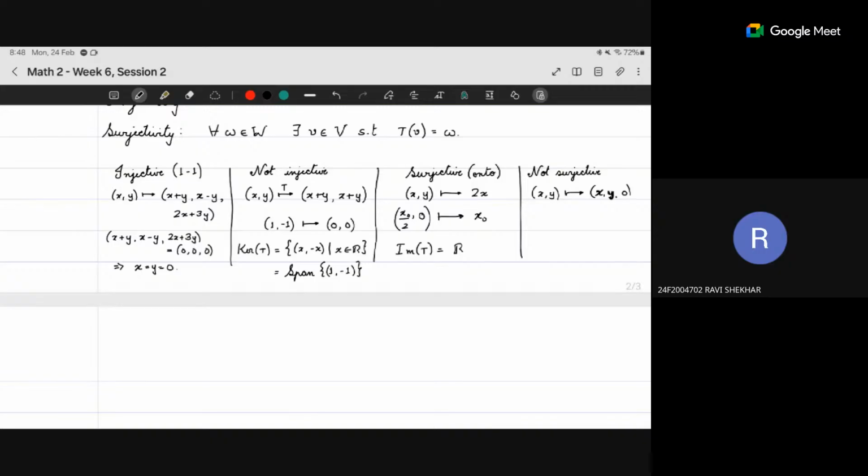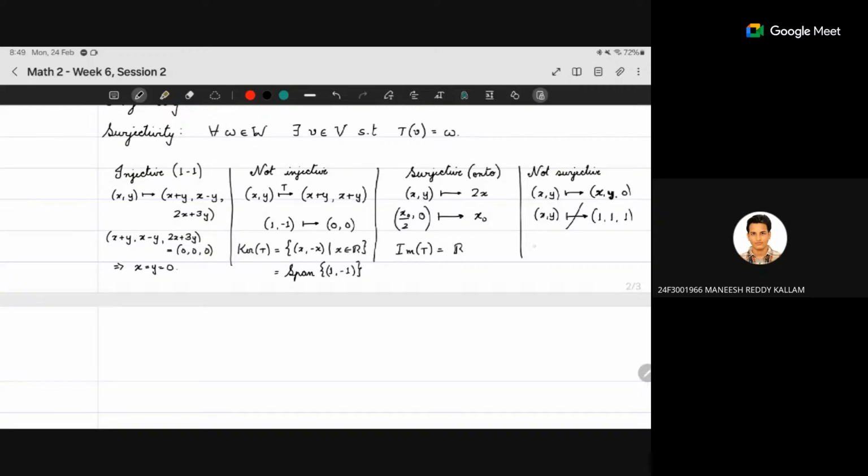X comma y comma any value. Let's say 1. X comma y comma 1. When I'm asking for a specific value, you can just give me something like 1, 1, 1. Is there any element that is mapped to 1, 1, 1? No. So there does not exist such an element. So this does not happen.